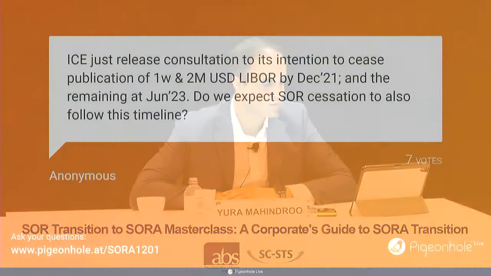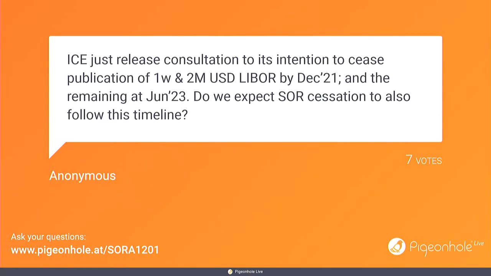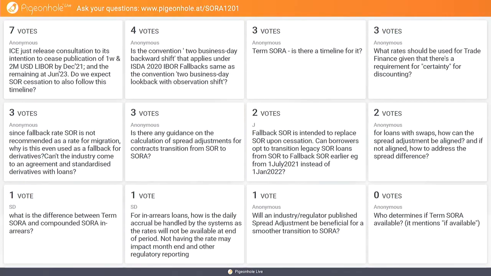So first question is, ICE has just released a consultation on its intention to cease publication of 1 week and 2 month US dollar LIBOR by December 2021, and the remaining by June 2023. Do we expect SORA transition to also follow this timeline? So great question. I'm just thinking who in the audience would like to take this. I'm conscious Joyce has not had anything to say so far. So Joyce, we might turn to you to start, and then of course we'll all jump in.